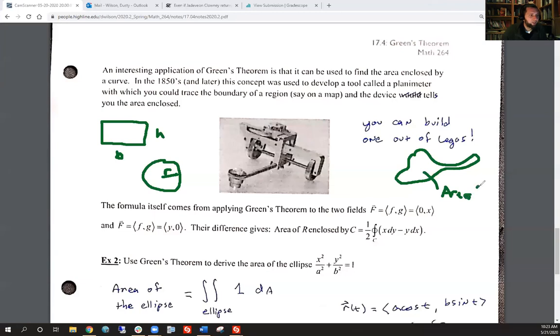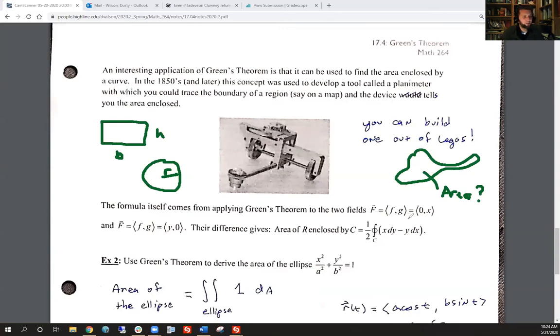And so this planimeter, this idea from Green's theorem, lets you literally just walk along the outside. Imagine this: you walk on the beach around the edge of the lake, and at the end of your walk you say, I think the area of the lake is such and such. It's pretty cool.